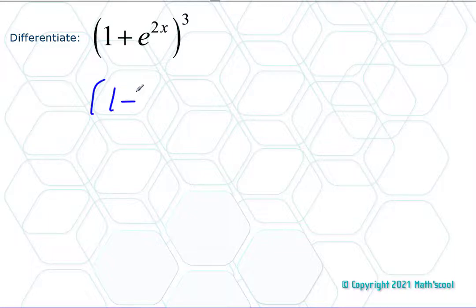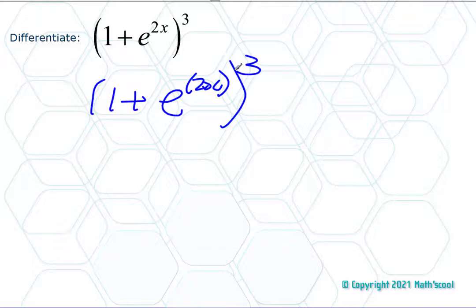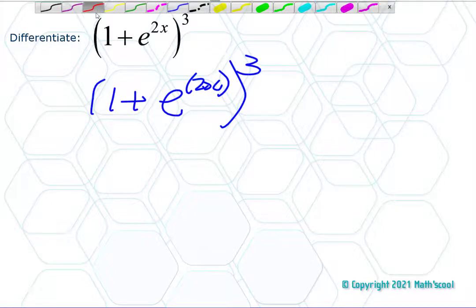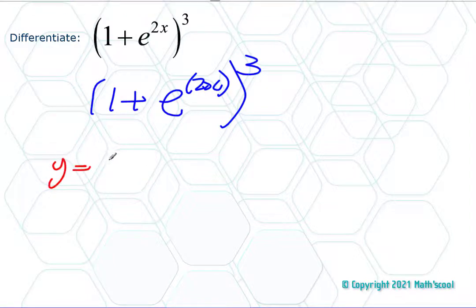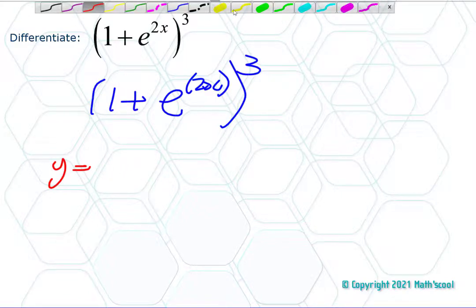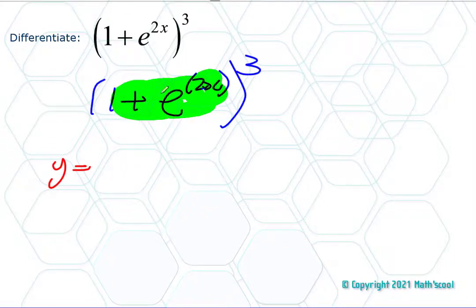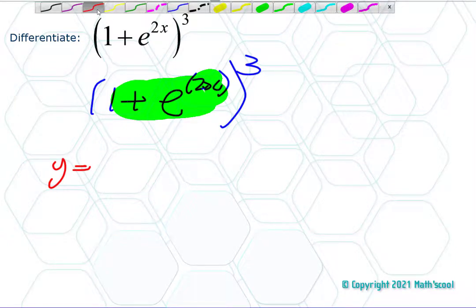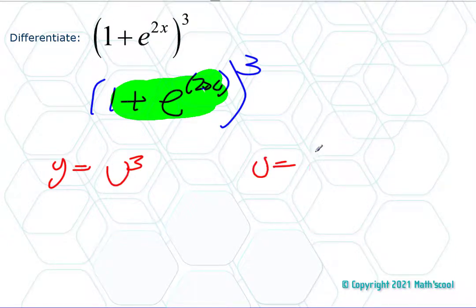Differentiate this, so we've got 1 plus e to the 2x to the power 3. It's a double application of the chain rule. We should really revert to first principles just to be on the safe side. Don't want to risk getting it wrong. I'm replacing everything inside the big brackets with u. So that gives me u cubed, where u equals 1 plus e to the 2x.